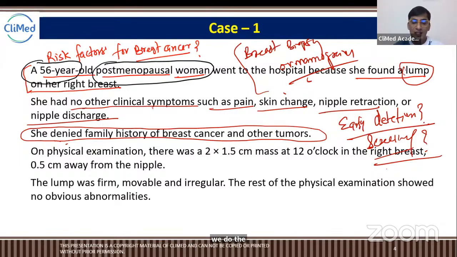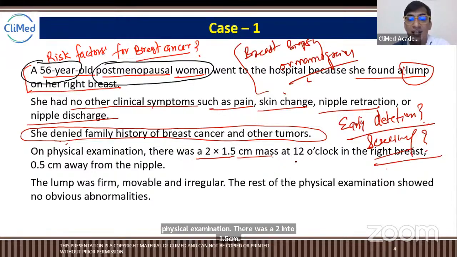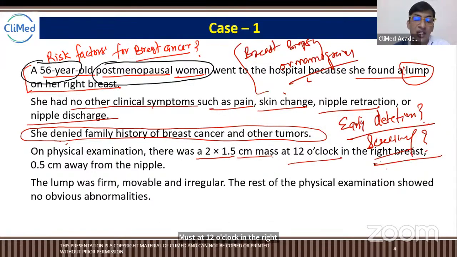Now my next sentence here is, on the physical examination there was a 2 by 1.5 centimeter mass at 12 o'clock in the right breast.